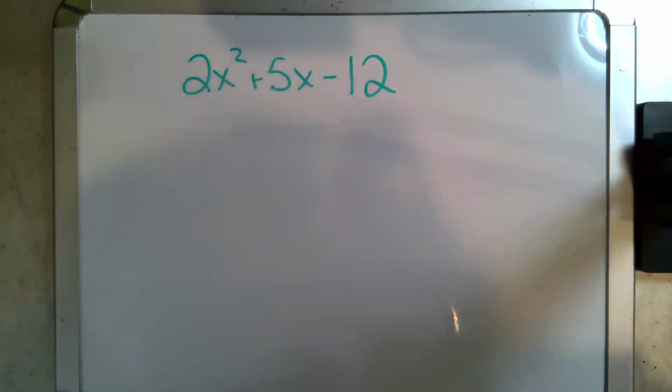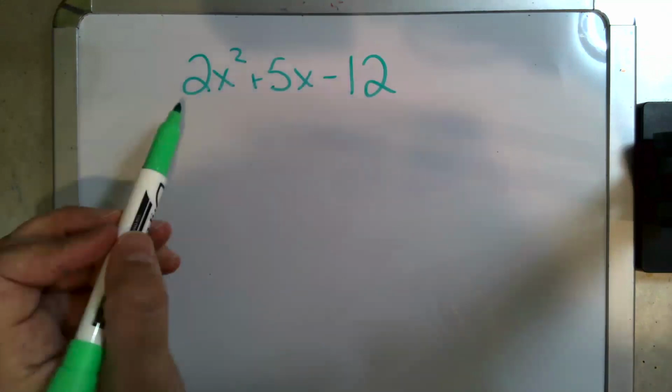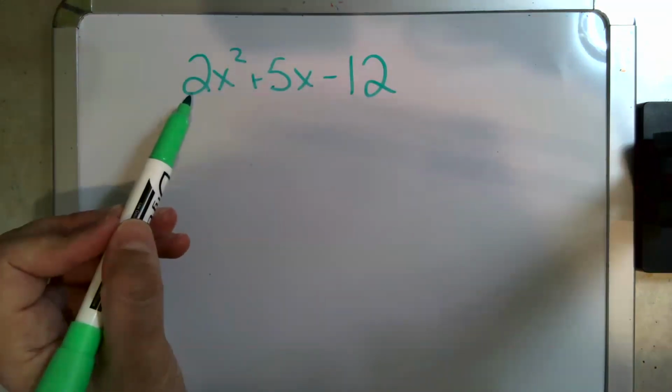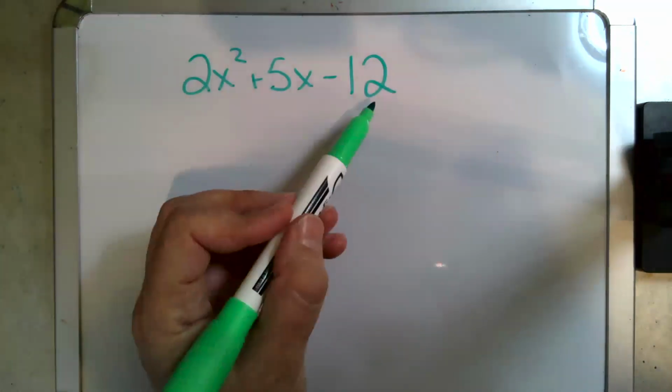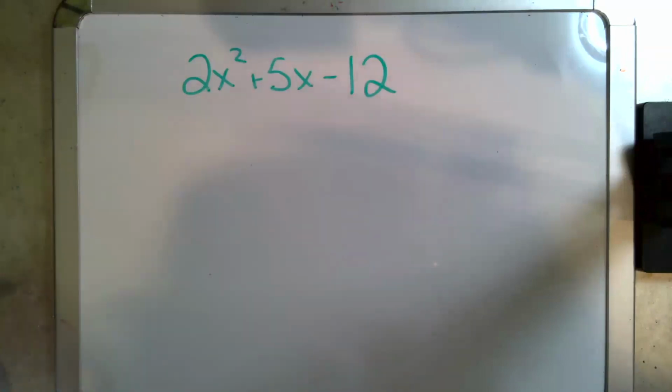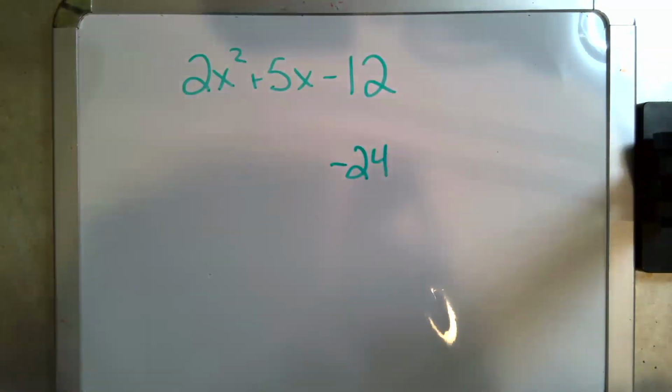Okay, let's go. Let's start with this quadratic. In this method, our first step is to multiply the coefficient of our x squared term, the a, times the constant term, the c. 2 times negative 12 gets us negative 24.